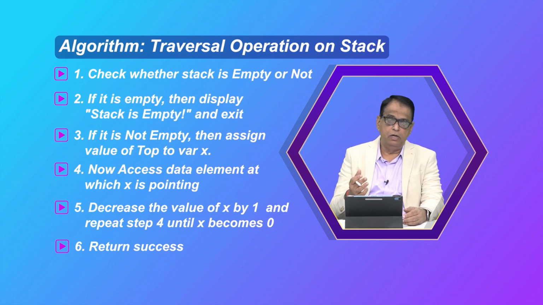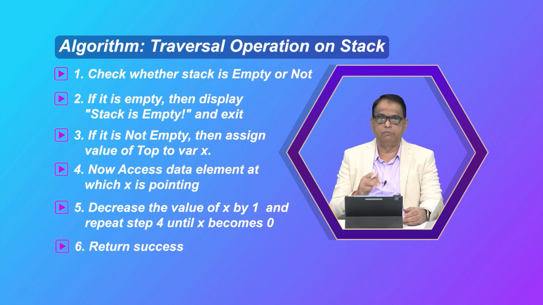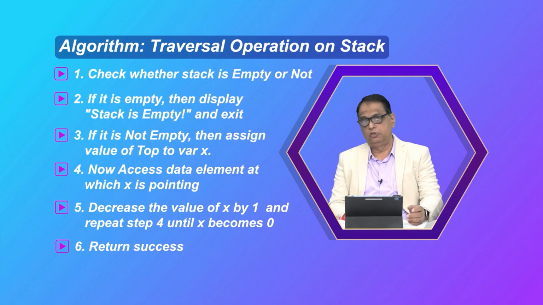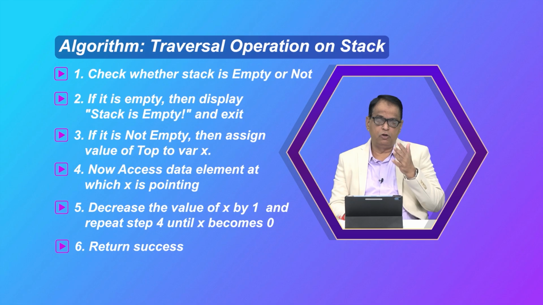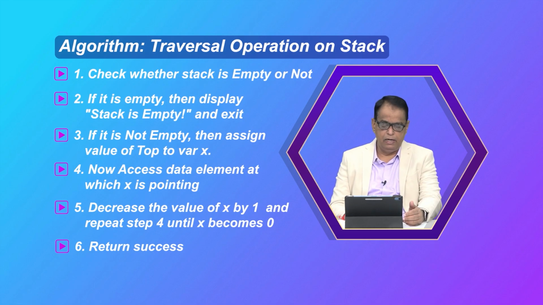Whenever we want to see the next value, we will decrease x by 1, and then again we will repeat the step. That means the value of x is decreased, because initially x is assigned to top. The value of x is now decreased, so we are coming to the next element, and now we can read the value of the next element, and in this way it goes on until we reach the end of the stack, or the bottom of the stack. So this is the way by which you can perform the traversing operation.